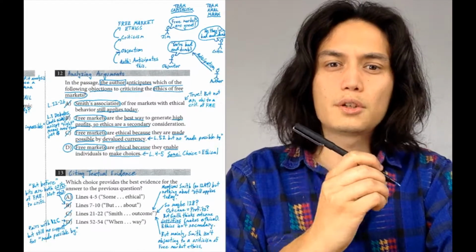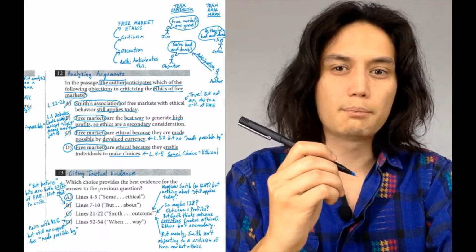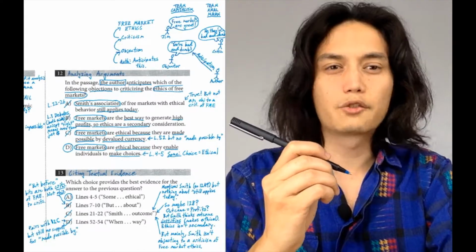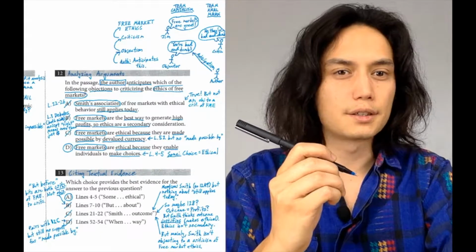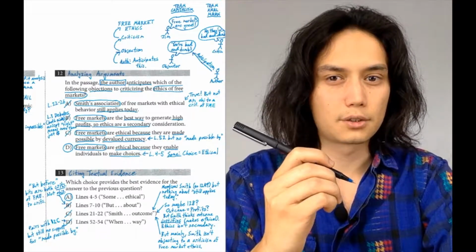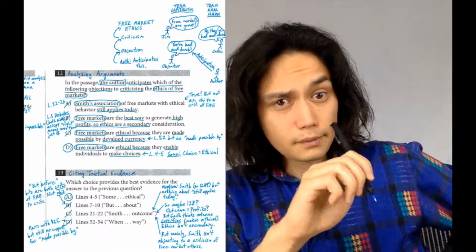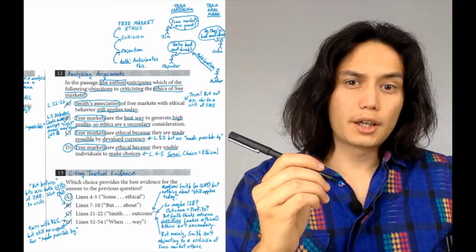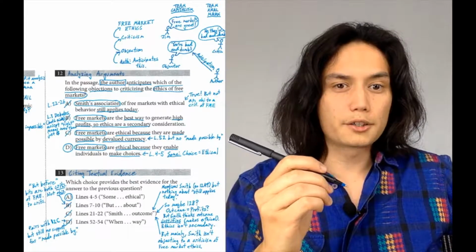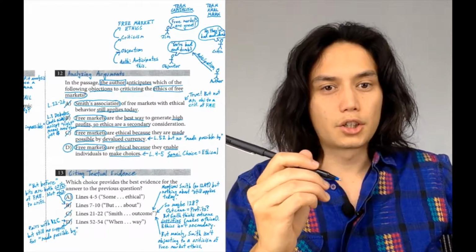So there's no defense of the free markets here that makes this claim, that because free markets give us lots of money, ethics is secondary. There's no such claim in the passage. Okay, answer choice C. Free markets are ethical because they are made possible by devalued currency.